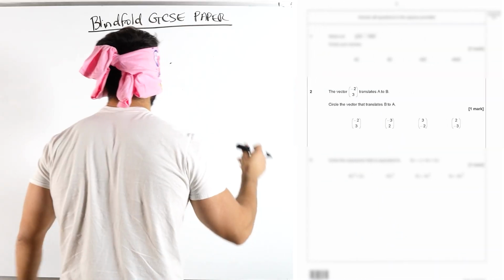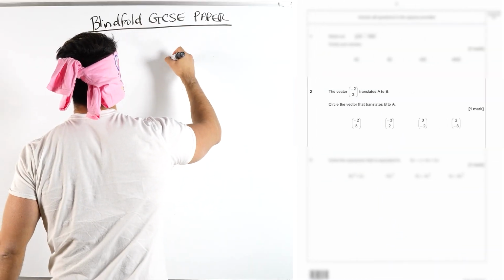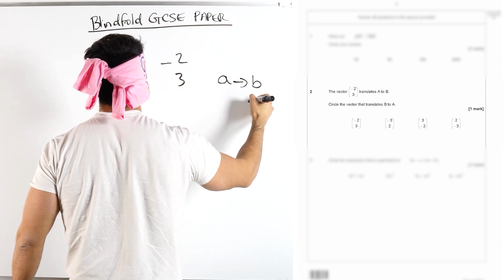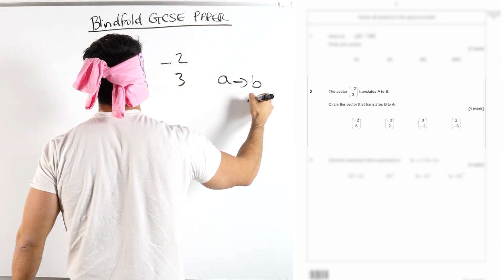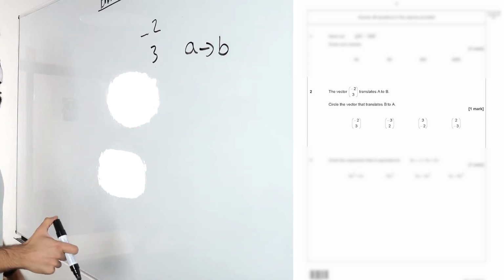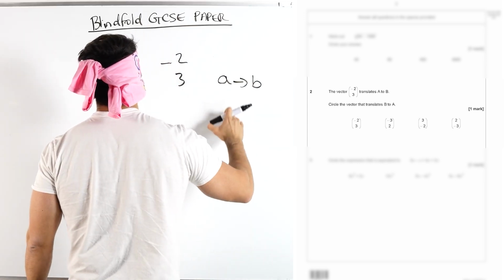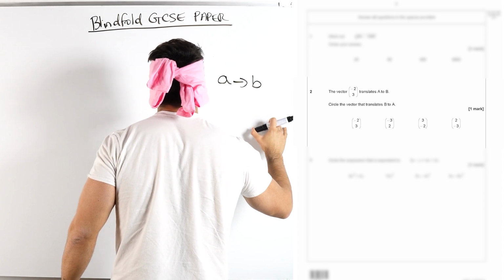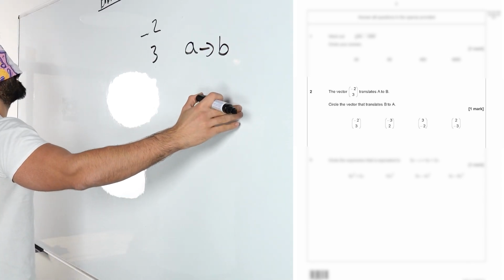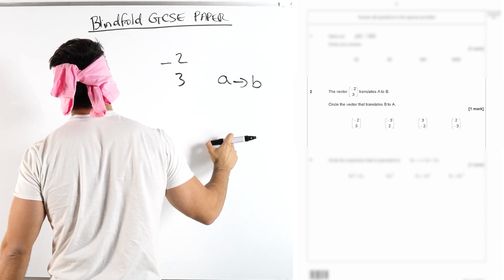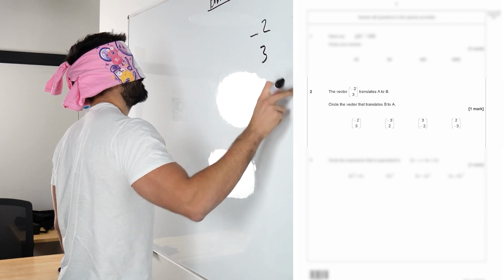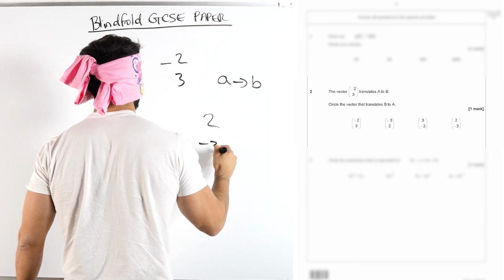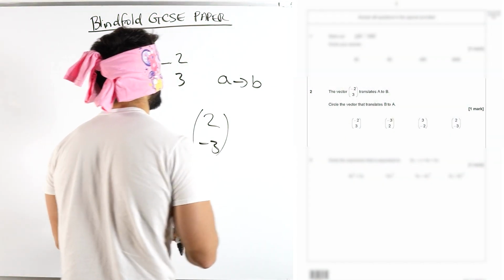Okay, next one. The vector -2, 3 translates A to B. Circle the vector that translates B to A. Oh, this is an AQA paper, isn't it? So A to B is -2, 3. To go from B back to A, I'm going 2, minus 3. Okay, that's my answer. Okay, erase.